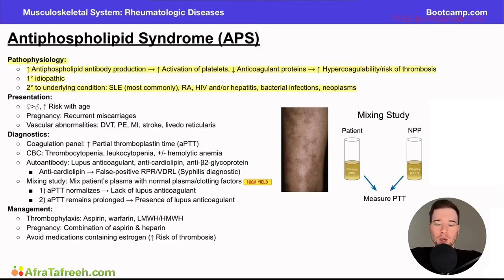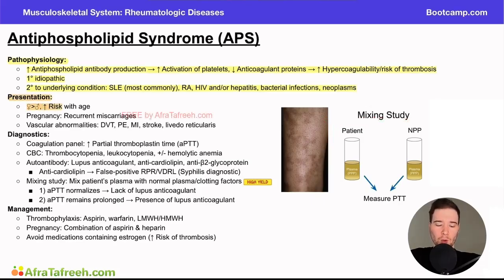Trickier iterations of this question could talk about a patient with HIV or hepatitis, and being able to know that these patients are also at an increased risk of antiphospholipid syndrome could be useful as well. A lot of times questions will ask you to make these connections between different types of pathologies when you're answering questions on test day.